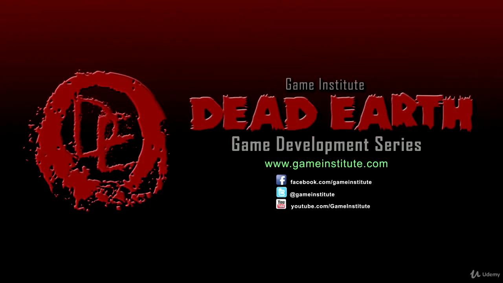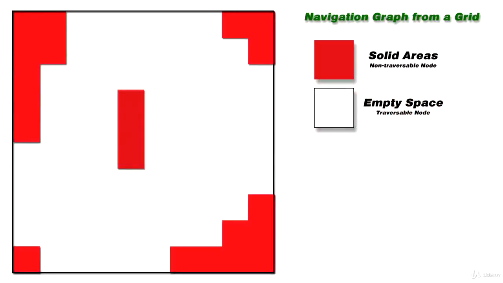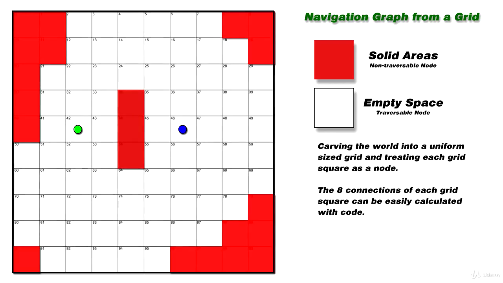So how does A-star work? It's actually a very simple iterative search. Firstly, we're going to use one of the examples that we used in the previous lesson. The diagram on the screen shows a top-down view of a very simple scene. The red areas represent solid geometry or obstructions, areas that we can't traverse, and the white area represents traversable space. The green and blue circles represent the agent's position and the target position the agent will try to reach, respectively, in this search example. We're also going to assume that the navigation graph used is grid-based.